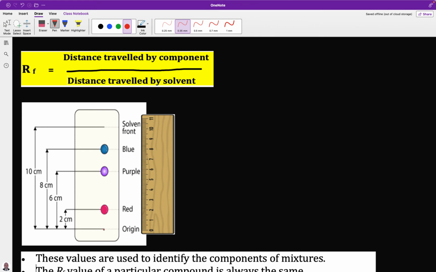After dissolving in solvent, the components had to travel up the paper. The distance traveled by the different components was measured using a ruler. Now, the first component was red. The second component has a purple color, and the third component had a blue color. Now, the distance traveled from the pencil line, or the baseline, for red was 2 centimeters.